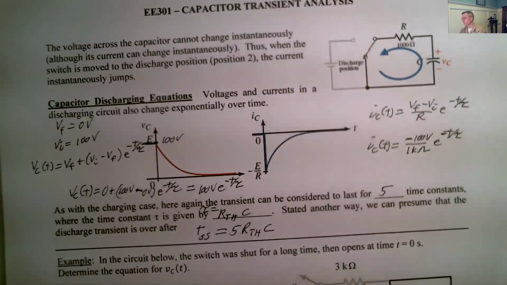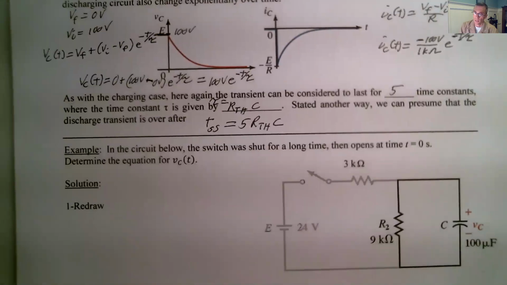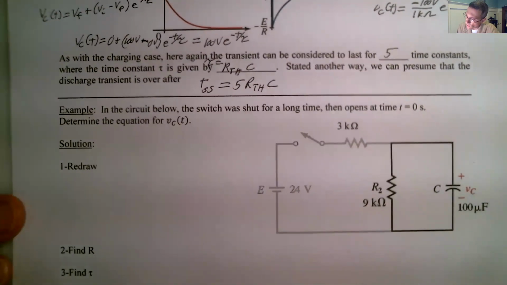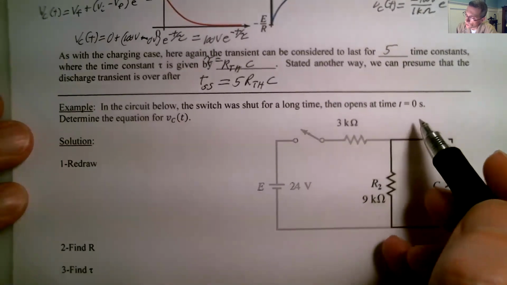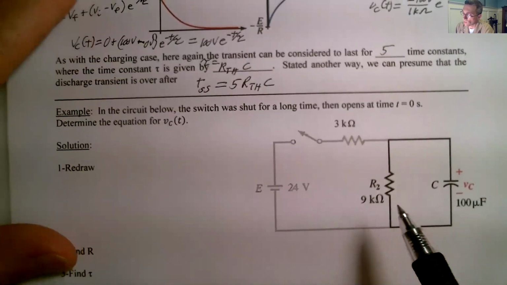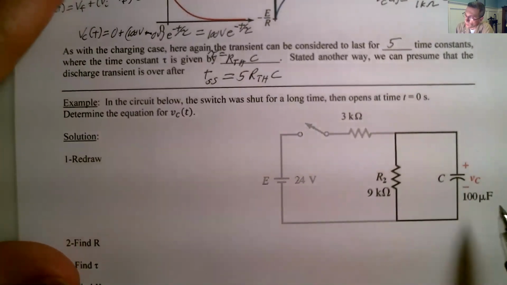So now we're going to look at this and we're going to say, all right, in the circuit below, the switch was shut for a long time and opens at time t equals 0. Determine the equation for VC of t. So this is something similar to what you'll see. All right. Now this capacitor is in parallel with there.